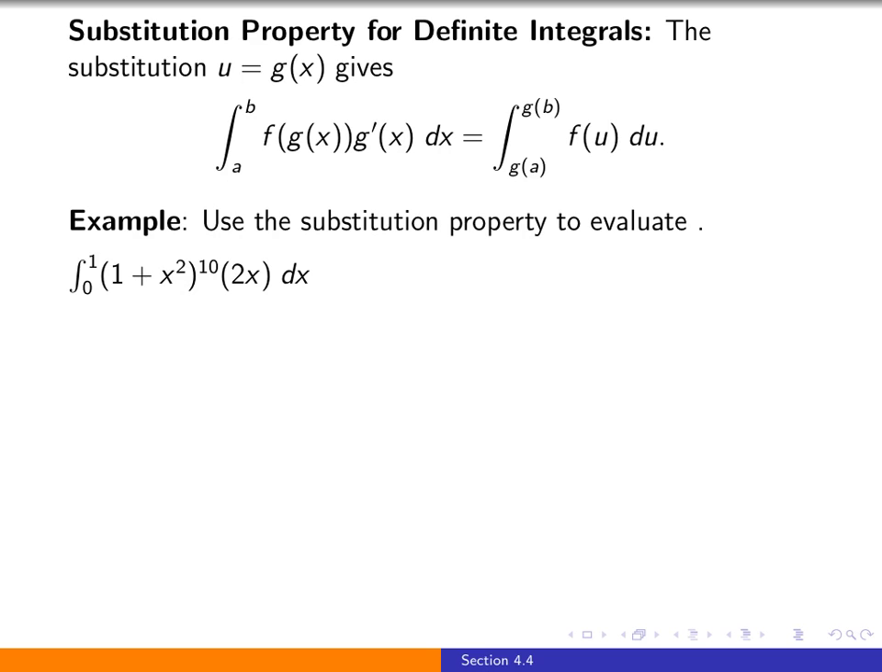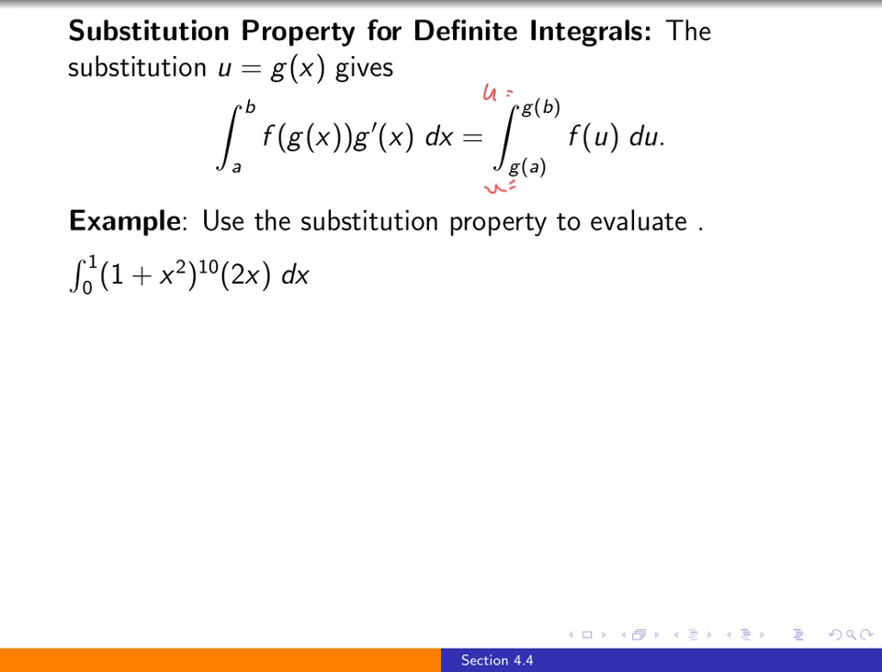In the previous video, we introduced the idea of the substitution property, but we specifically applied it to indefinite integrals. And here I'm going to note that using the same exact idea, we can apply it to definite integrals. The only difference is that when we apply it to a definite integral, we need to go from all x's to all u's. So if we're using the substitution u equals g of x, our lower limit of integration x equals a is going to become u equals g of a. Our upper limit of integration, x equals b, is going to become u equals g of b.